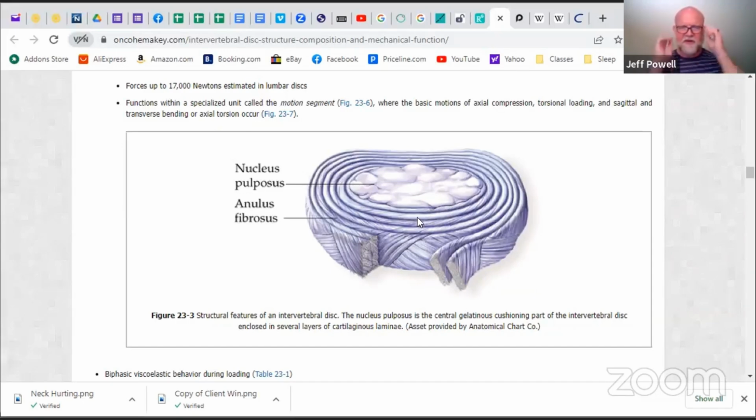They need good blood flow. A lot of people will have you believe that they don't get any blood flow, but that is completely erroneous, and we're going to talk about that. So in the middle, again, we have the nucleus pulposus.